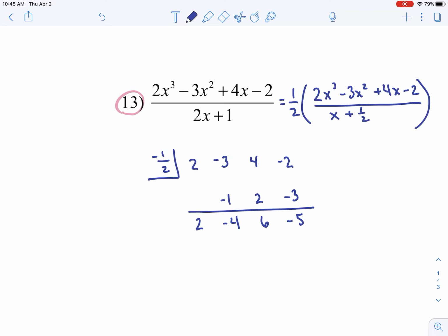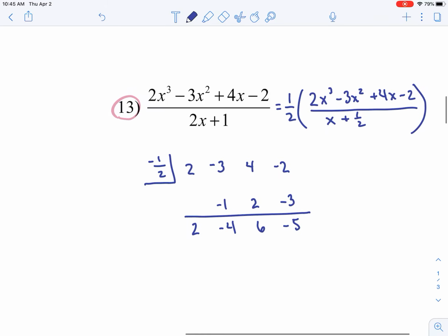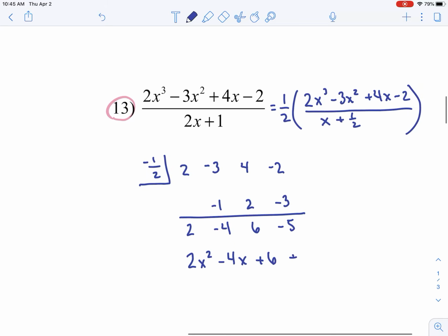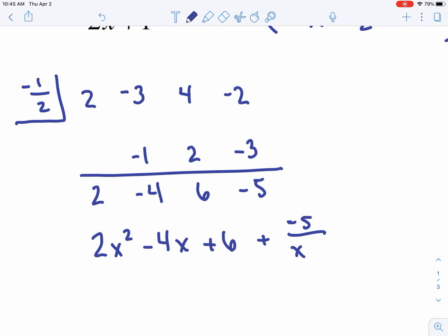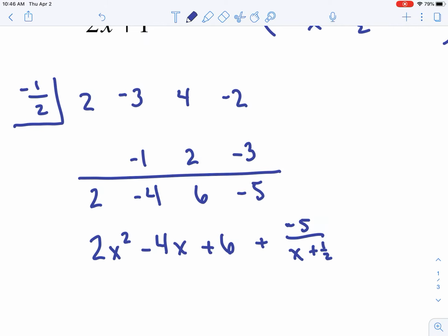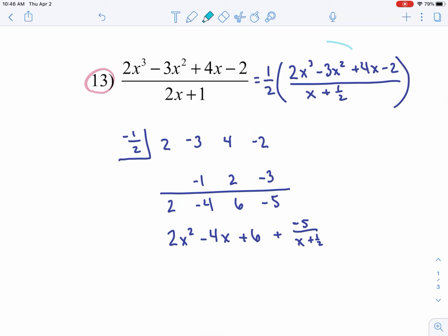Check my answer. Yep, I'm good to go so far. Okay, I'm gonna write out my answer. This is 2x squared minus 4x plus 6, plus -5 over x plus 1/2. Okay, well, that, however, is the answer to this. So now I need to divide that by 2, or multiply it by 1/2.